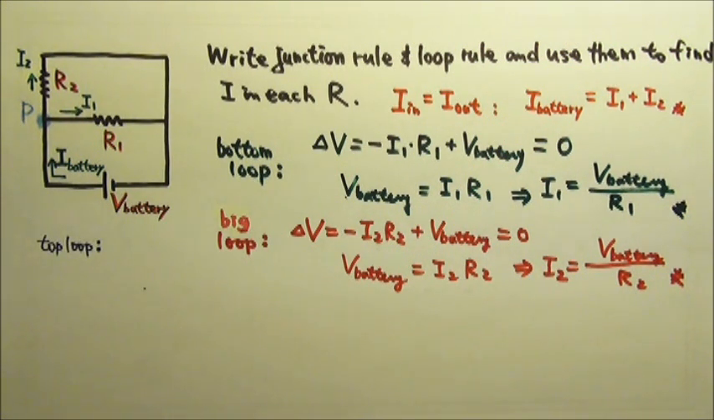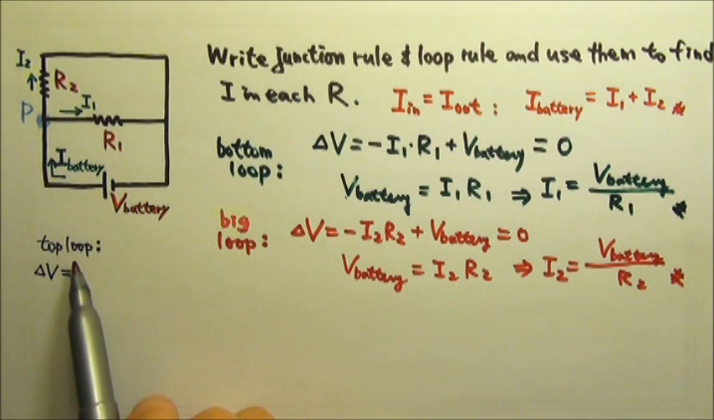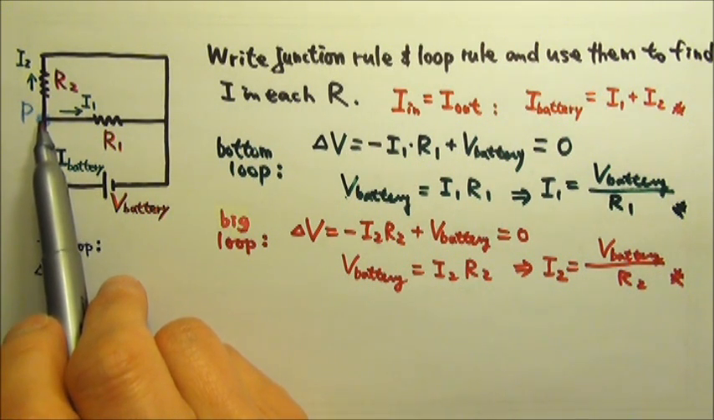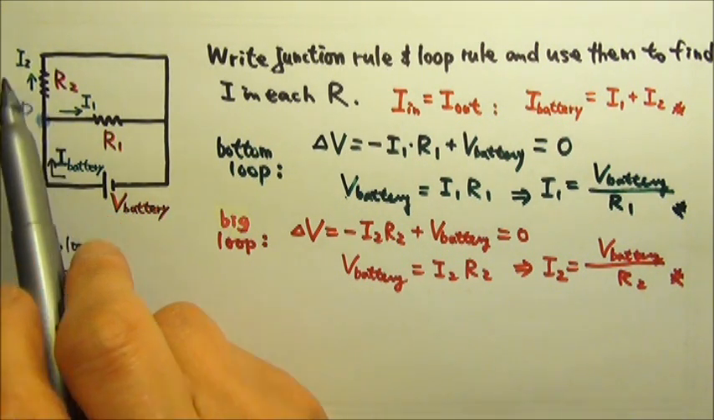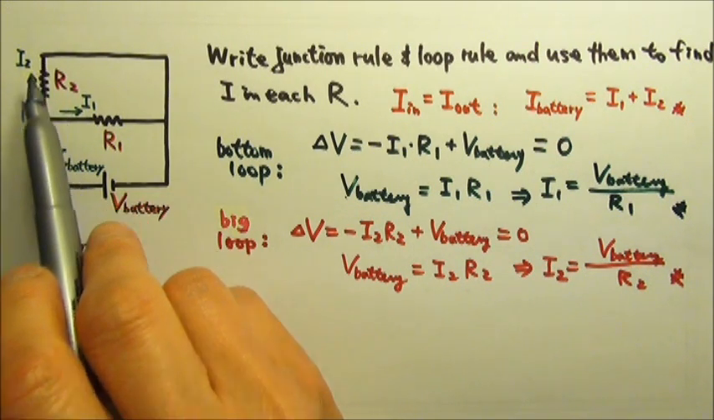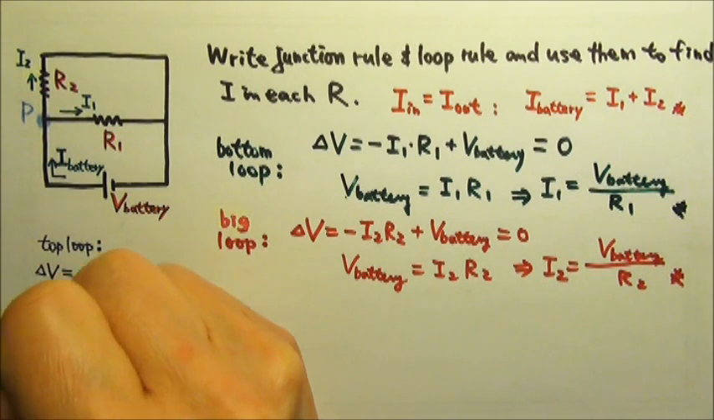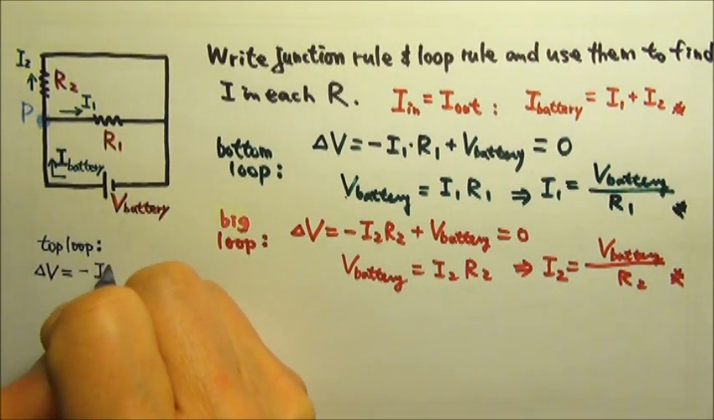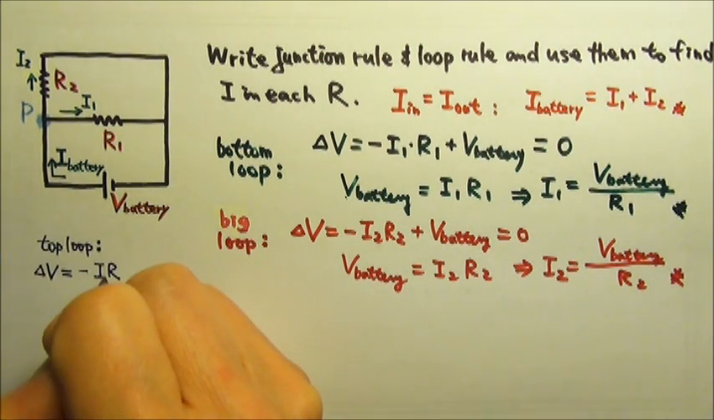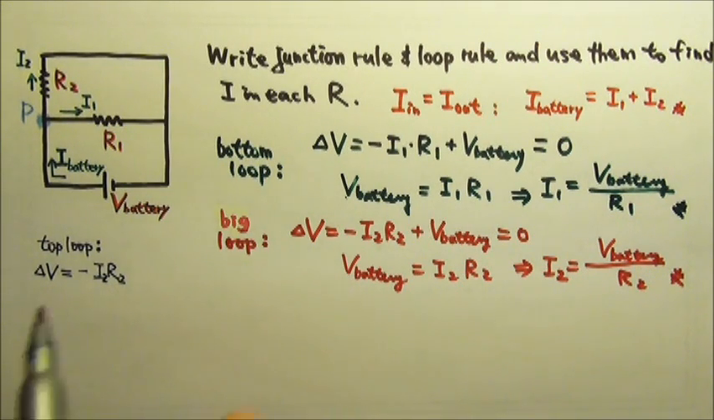Although there is no need to write one for the third loop, I will do it just to show that it is indeed redundant. For the top loop, I will start from P again and follow I2. When I'm following the current, the potential is going to decrease by I times R, so this will be I2 R2.